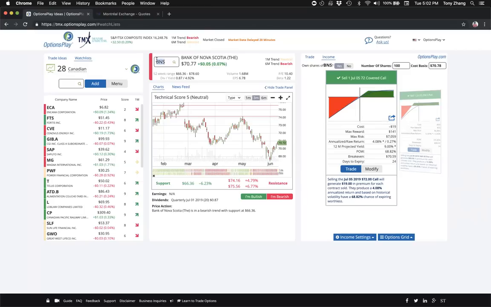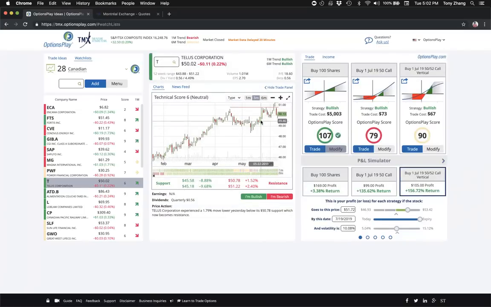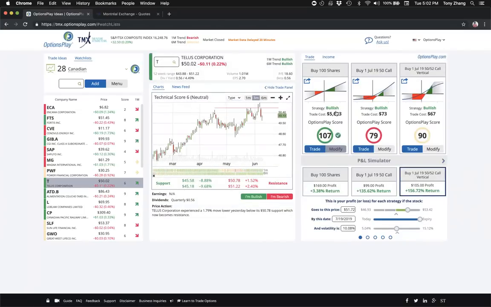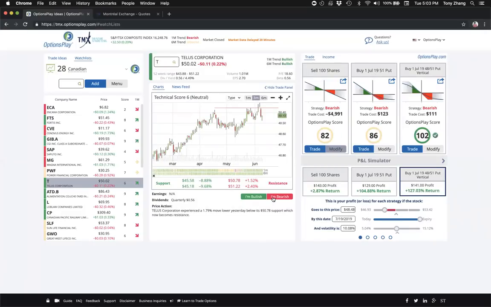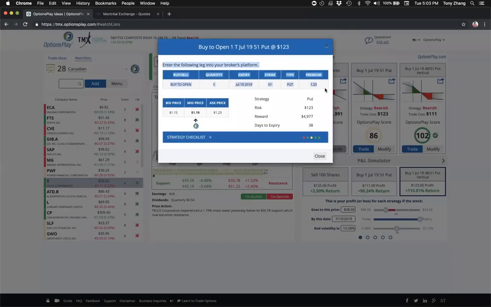And for those of you that are trying to trade the market, meaning if you have a specific directional view, let's say you're bullish on TELUS and you think the stock's going to continue moving higher, you can use this to compare buying the stock to buying a call option, and it gives you the starting points for both expiration dates and strike prices, regardless of whether you're bullish on the stock or bearish on the stock. And you can utilize this tool to help you understand the potential rewards and risks of each strategy before you go ahead and click on trade to enter this trade into your broker's platform.